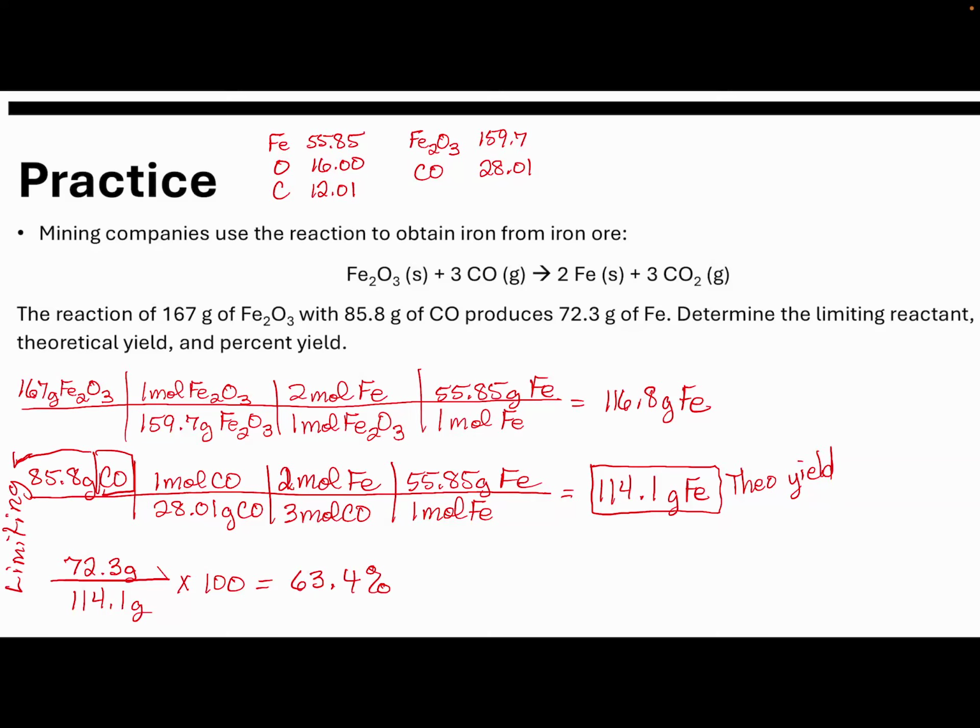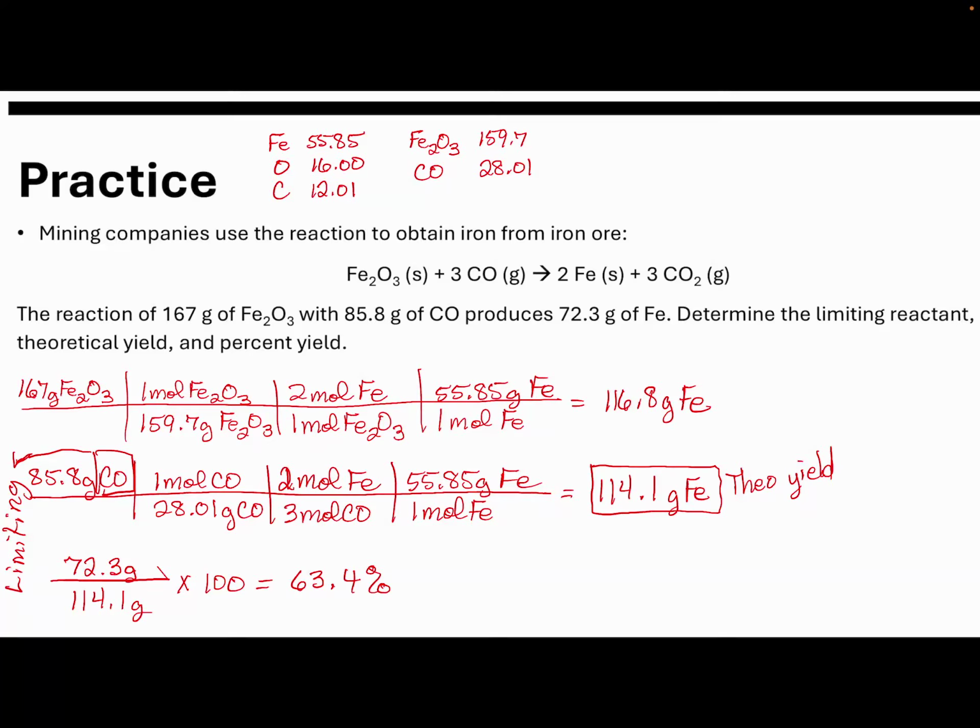Okay. So I noticed I had 167 grams of iron oxide, and I had 85.8 grams of carbon monoxide, meaning I had masses for both reactants. That should scream it is a limiting reactant problem. Meaning you're going to convert both reactants into the desired product. In this case, because I said that it produced 72.3 grams of iron, I'm telling you the desired product is iron.